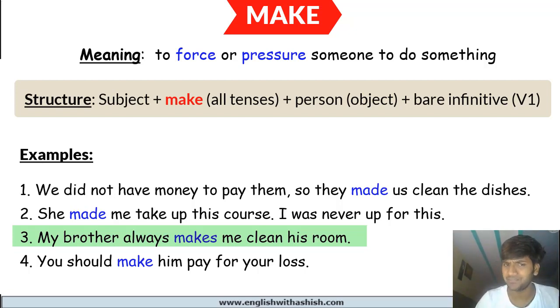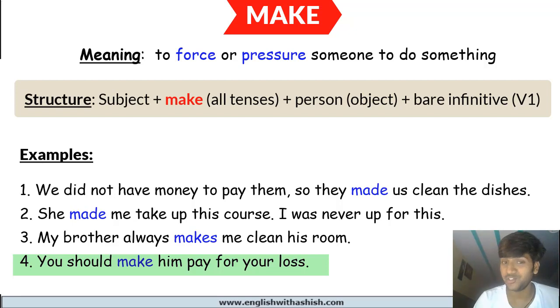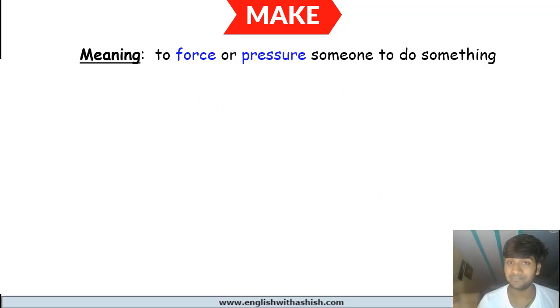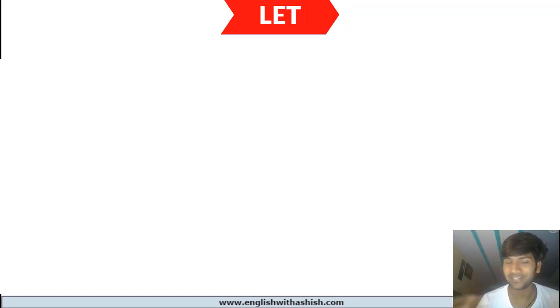Let's take another example. You should make him pay for your loss. You should make Rahul pay for your loss. You should make somebody do something. So you can use a modal auxiliary verb before the causative verb like we just did in here. All right, so this is how we use make, to force or to pressurize somebody to do something.